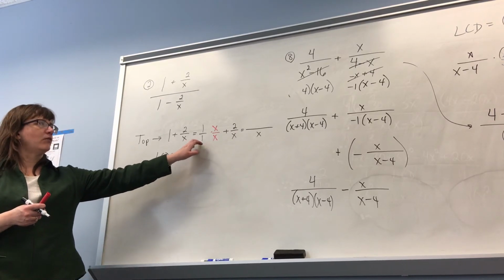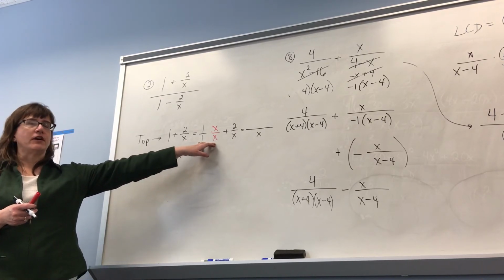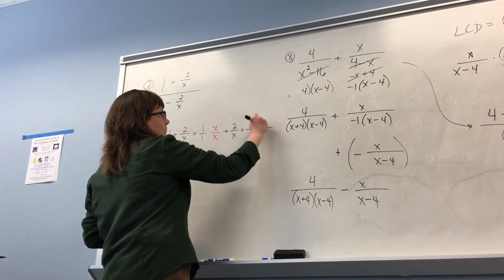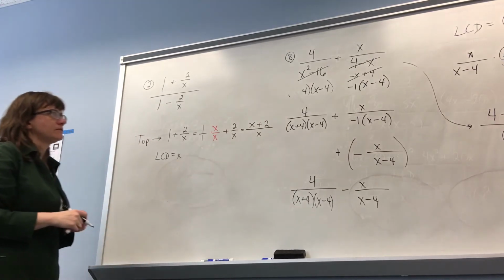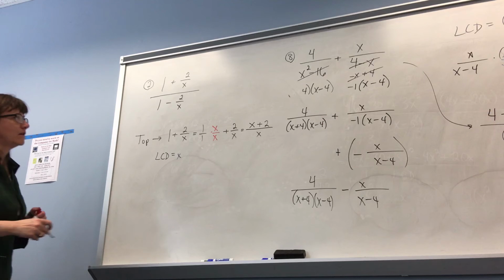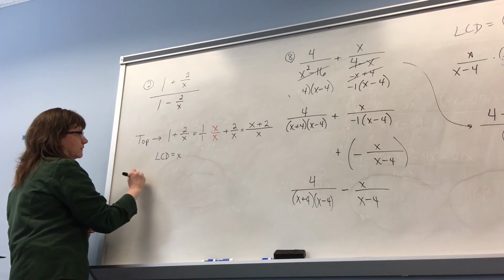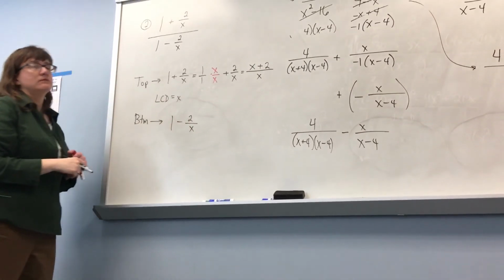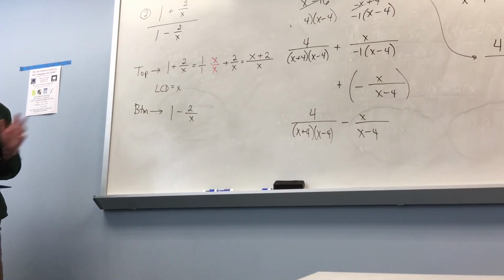So I still did 1 over 1, and I had to multiply times x over x. And then that's going to give me x, and then plus 2. Now I need to work on the bottom. So you take care of the bottom.